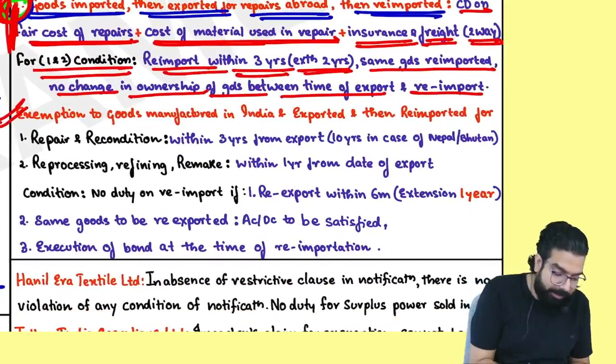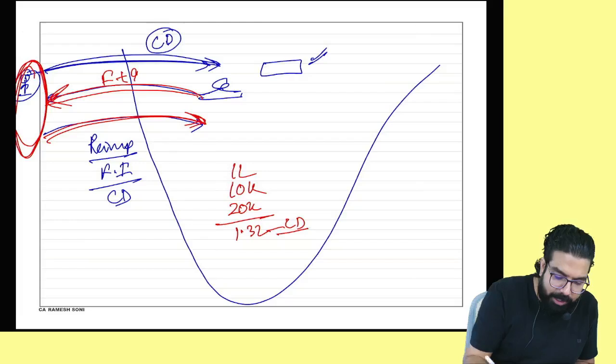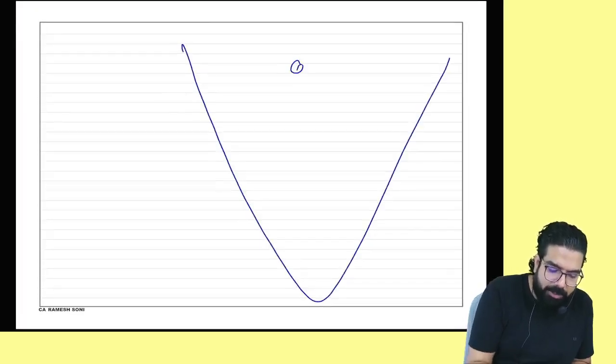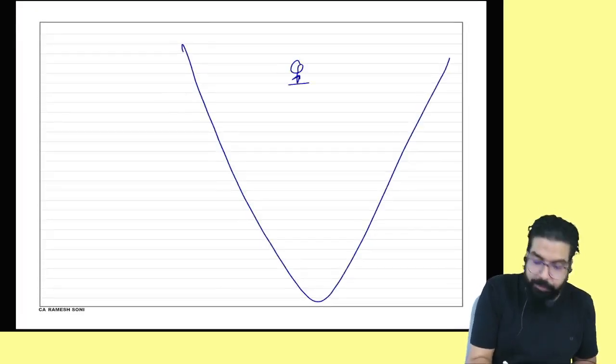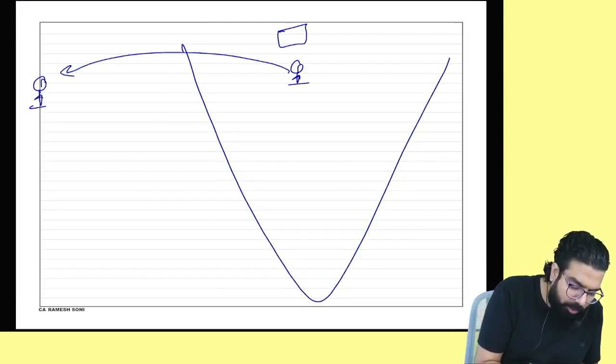Everyone over here now. Next. Exemption to goods manufactured in India, exported and then imported. People, you are a person who is doing Make in India. You made one machine in India. That machine you exported to one person outside India.